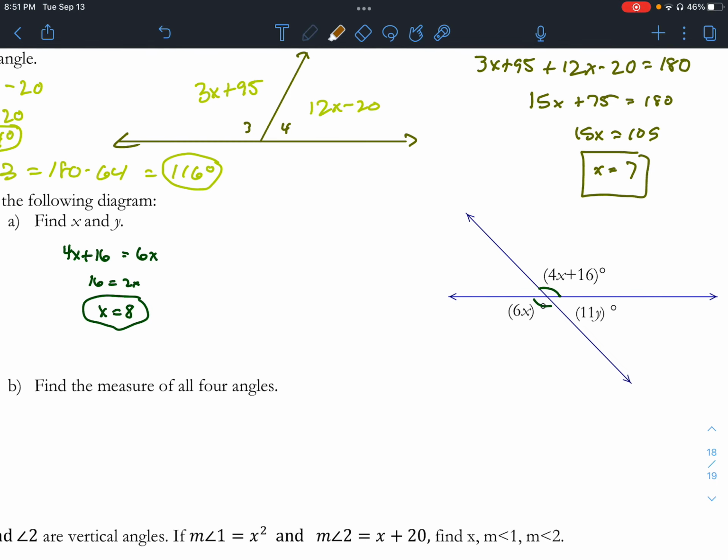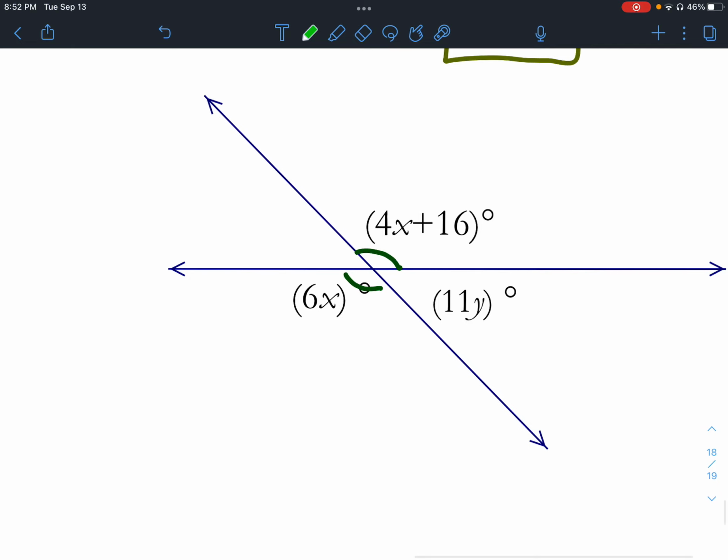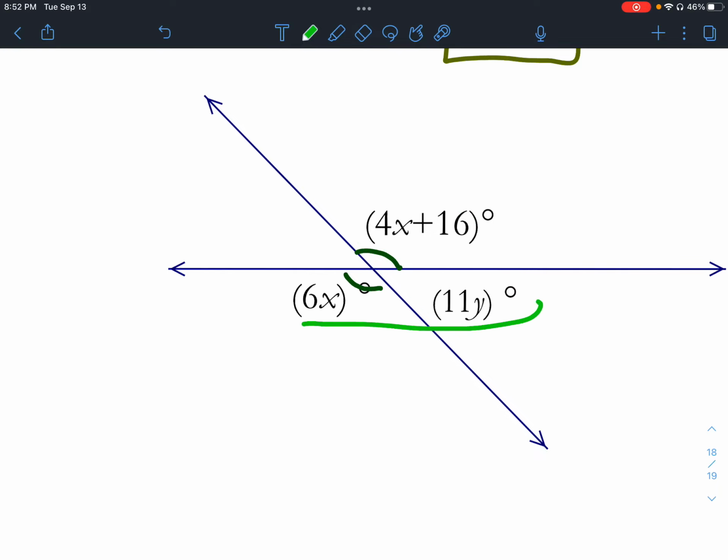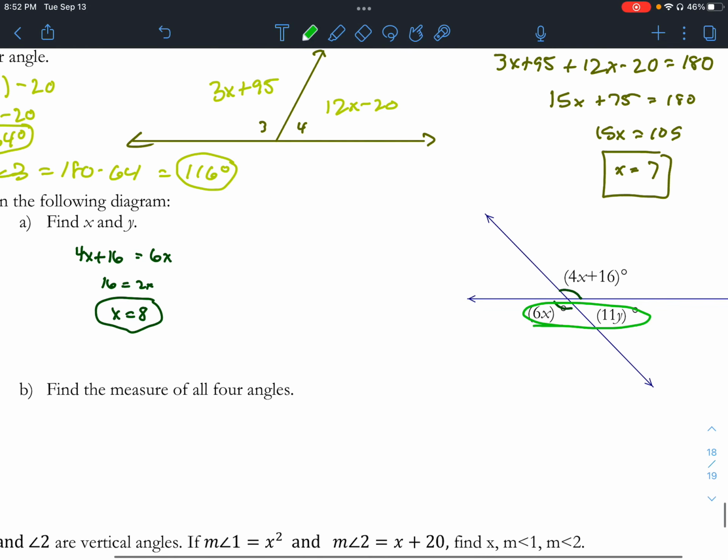Now, if we wanted to take a gander at the other portion of this, we can use either combination. I see these two right here should add up to a straight line. I also see that these two right here should add up to a straight line. Use whichever seems the easiest. I think these two numbers seem the smallest, so I'm going to utilize those. I know what x is now, so I can just plug that in. I have 6 x's, or 6 times 8. Add in the other number. Those should add up to 180. 6 times 8.